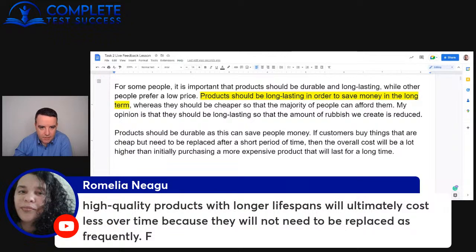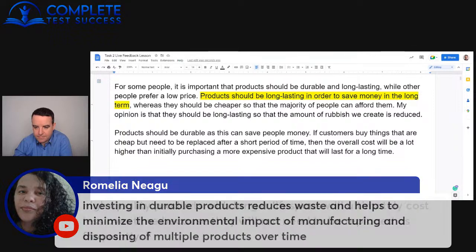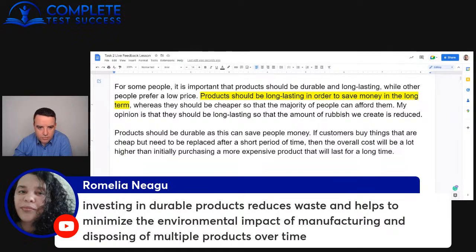Okay, Ramalia: "High quality products with longer lifespans will ultimately cost less time because they will not need to be replaced as frequently." Very well written. Obviously, the capital H is important there to begin with, but that's very well written. "Investing in durable products reduces waste and helps to minimize the environmental impact of manufacturing and disposing of multiple products over time." No. Yes and no.